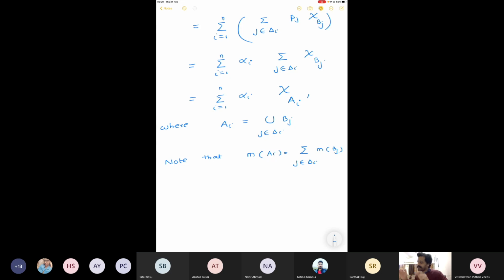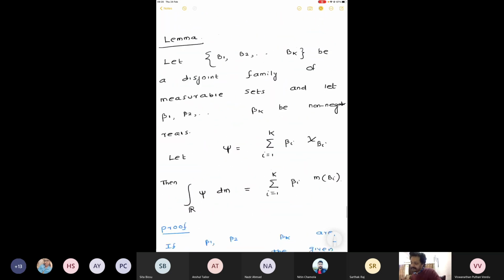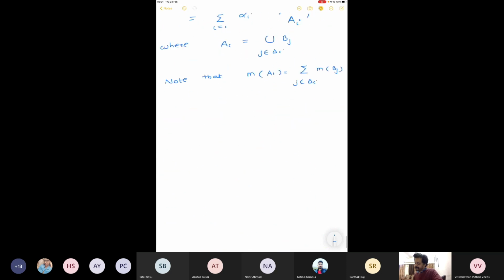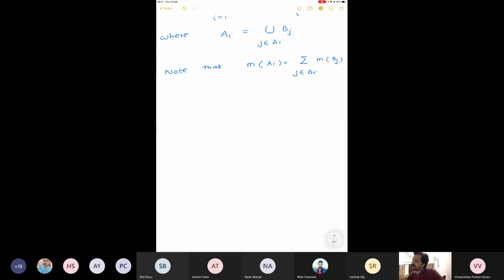Yeah, it is a disjoint family of measurable sets. Have I written that? Yes, disjoint family. Okay. So with that, the measure of A_i would be this. And further, the new sets that you have formed, A1, A2, etc., AN, is a disjoint family.